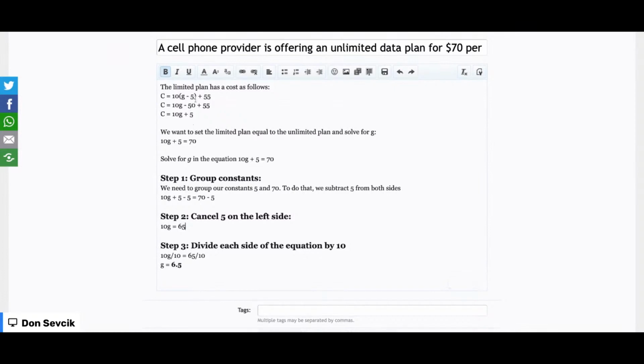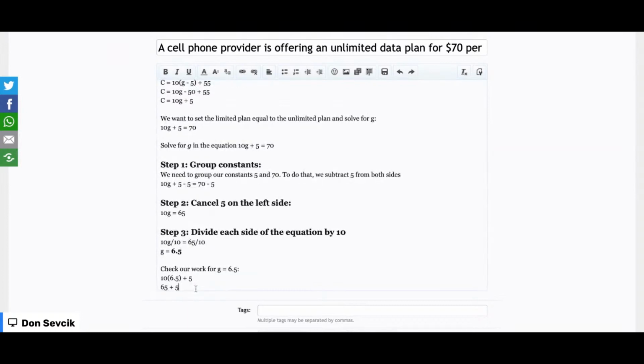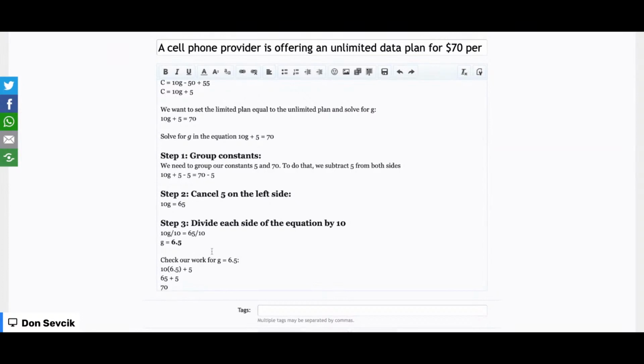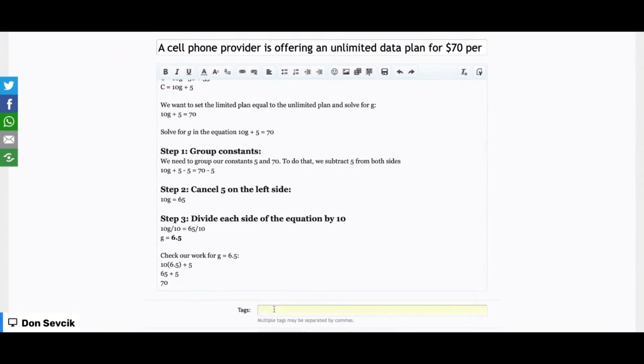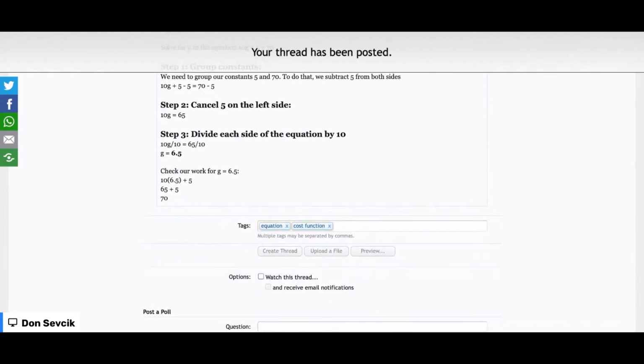Now, just to check that, let me plug in here. Check our work. 10G plus 5 for G equal to 6.5. We got 10 times 6.5 plus 5, 65 plus 5, 70. So we indeed match the 70 to check our work, which is great. So the answer here is G equal to 6.5. We also had a cost function. Okay. Moving on.